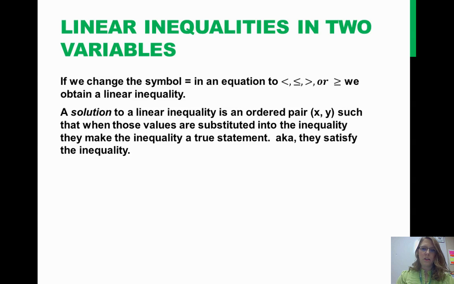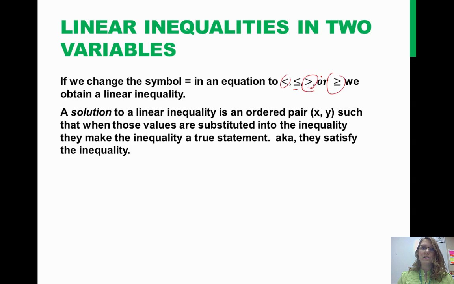So a linear inequality in two variables. If we change the equal sign in an equation to a less than sign, a less than or equal sign, a greater than, or a greater than or equal sign, we obtain a linear inequality. A solution to the linear inequality is an ordered pair, x, y, such that when those values are substituted into the inequality, they make the inequality true. So the outcome is true.